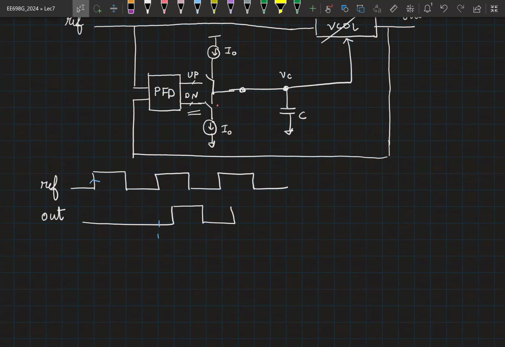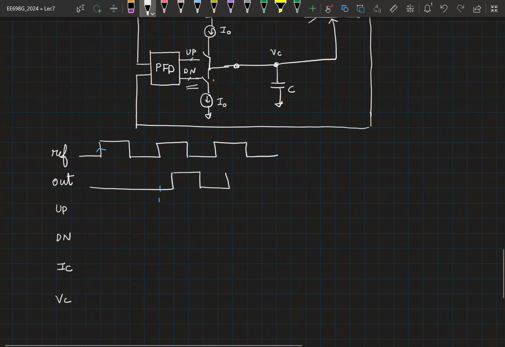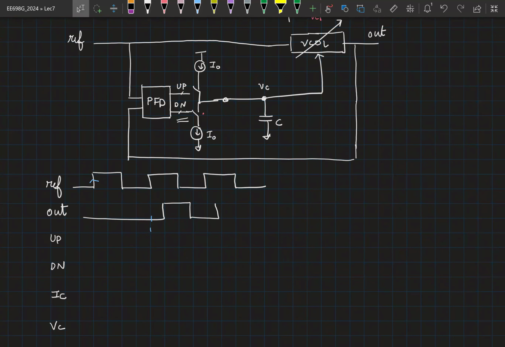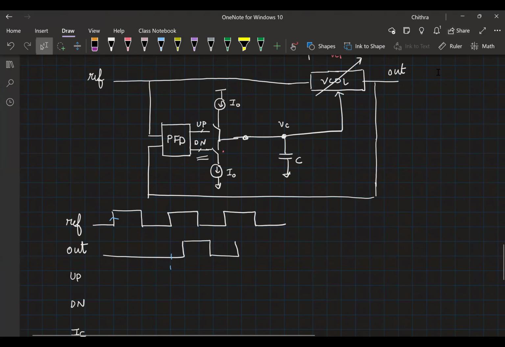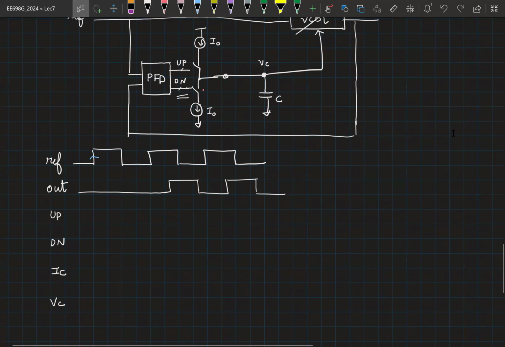So now you have reference and out. You can sketch up, down, the current through the capacitor IC, and finally VC. So sketch this one period after the other, because you will need to adjust the out position accordingly. Again, feel free to discuss when you are plotting this. Okay, let us look at this together.